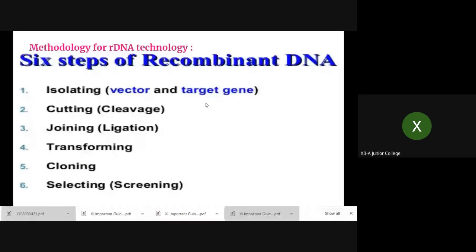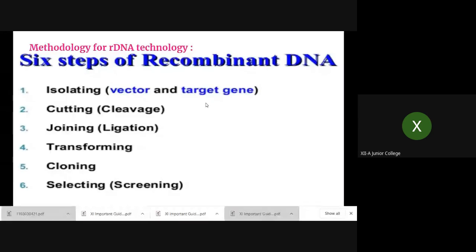Now we come to the actual methodology of rDNA technology. That means, what are the steps involved in this rDNA technology? The r represents recombinant. Split the word recombinant: combinant represents the combination, and re means it is combining the gene of interest, and wherever it is required, that is inserted. So this is very simple. Okay, now we'll discuss all. I'll just give a look at these steps, and I will give you a step by step explanation.